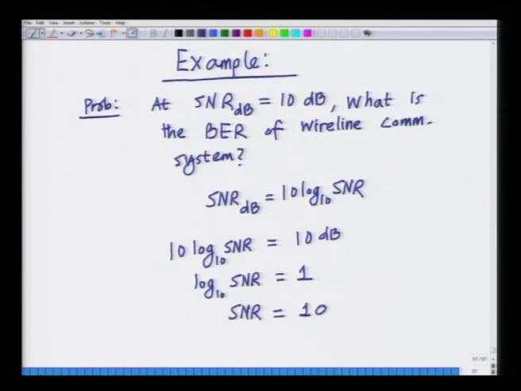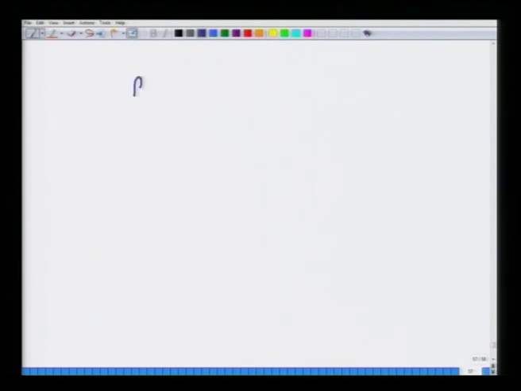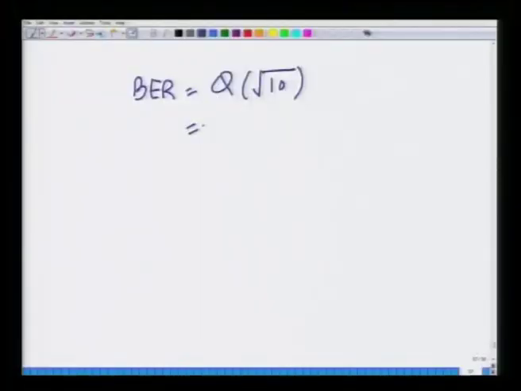The SNR is 10, and the bit error rate corresponding to this is obviously Q times square root of SNR, or bit error rate is Q times square root of 10. As I said, again, there is no closed form expression to compute the Q function. This has to be computed from the tables. I have pre-computed this value Q square root of 10, and this is given as 7.82 into 10 power minus 4.